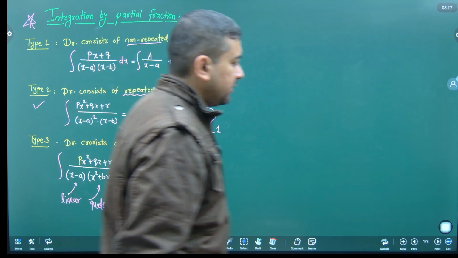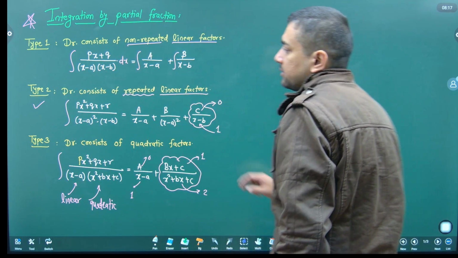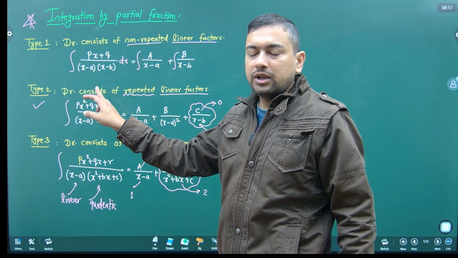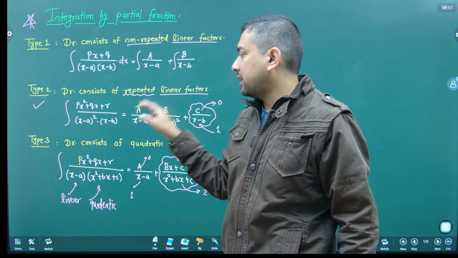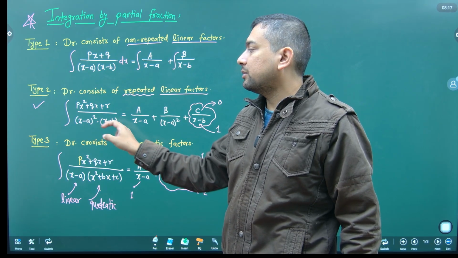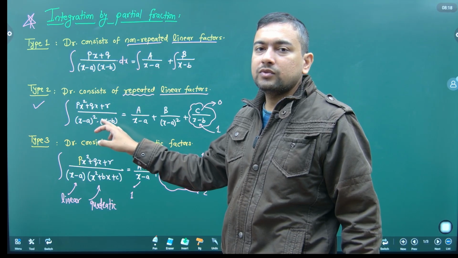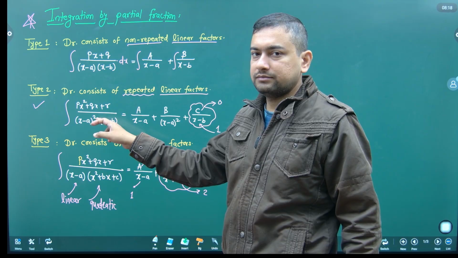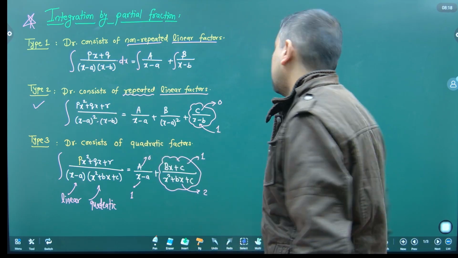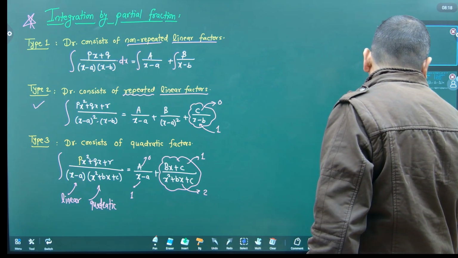Okay, see the type number 2. What is type number 2? Denominator consists of repeated linear factors. Factors are linear, but one or two factors will be repeated. Repeated means what? Square will be there. Okay, so let us see the next example.